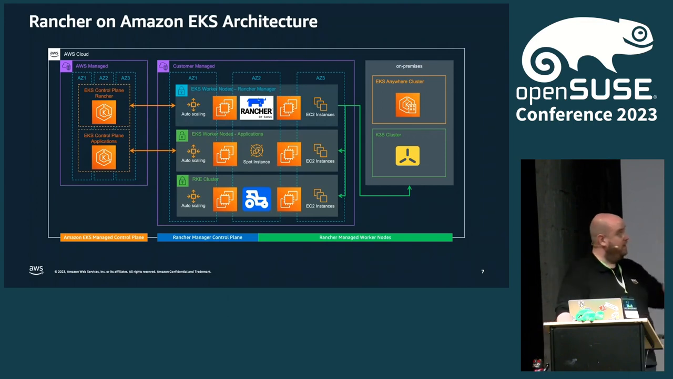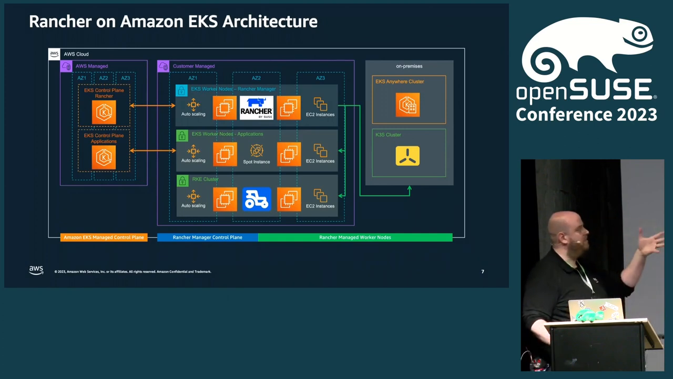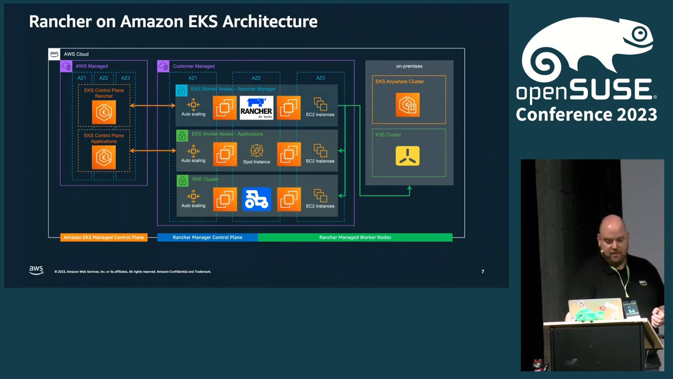And then on the right-hand side, we have on-premises, for example, connected through VPN or AWS Direct Connect. And let's assume you have a K3S cluster there or an EKS Anywhere cluster. They can also be managed from Rancher, which is running on AWS. So you have the same tool, the same way. There is no need to run a separate solution for that.